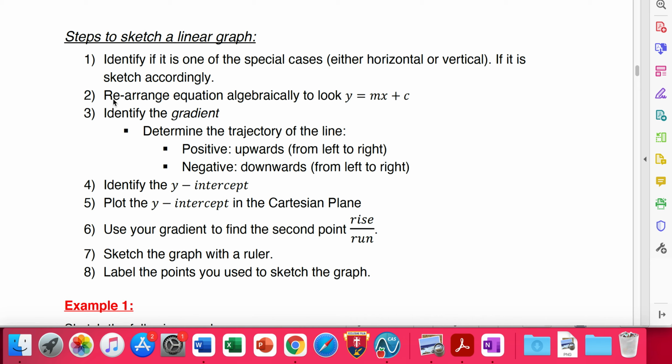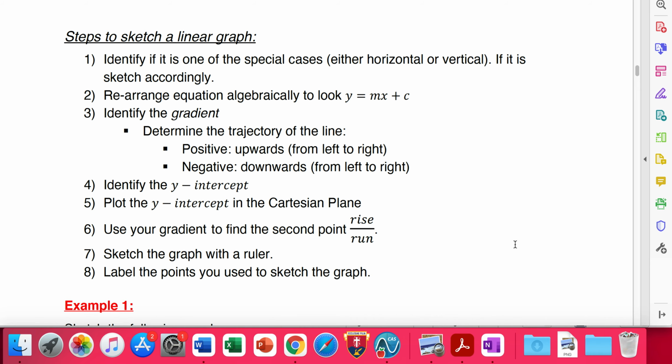Then the second step that you have to check is to rearrange the equation algebraically to look like this. Sometimes you will get the equation right away like that, so you don't have to do anything. Then identify the gradient, determine the trajectory of the line, if it's positive or negative, and therefore if it's going to go upwards or downwards, okay? Identify the Y-intercept, then plot the Y-intercept in the Cartesian plane, and then use your gradient to find the second point using your rise over run. Then sketch the graph with a ruler and label the points you use to sketch the graph.